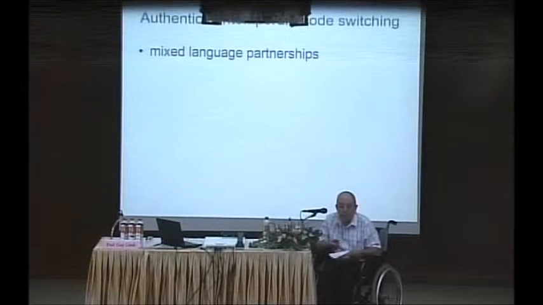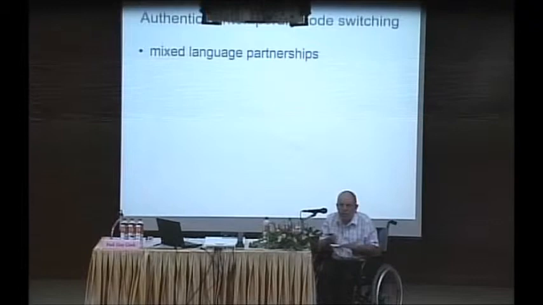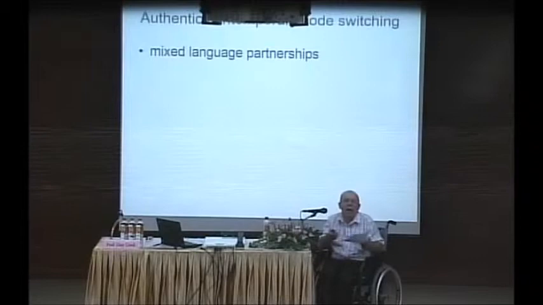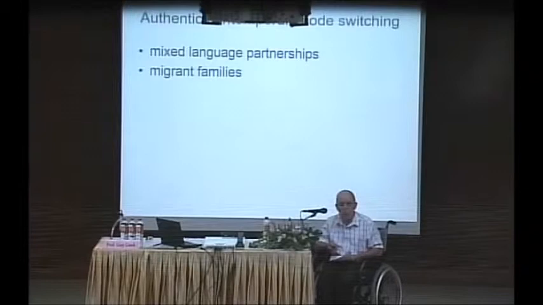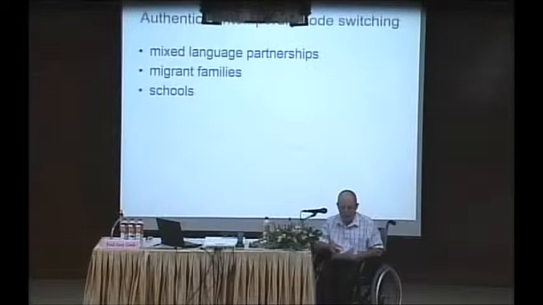So, to give just a few examples, you have partnerships, people who are each other's partners who speak different languages. And then, even if one language dominates that relationship, there is bound to be some reference to the other language and relatives, friends, and so on coming in. You have migrant families who maintain one language at home, although they are in a different environment. You have schools. In London, we have something in the region of 300 plus languages spoken in primary schools.